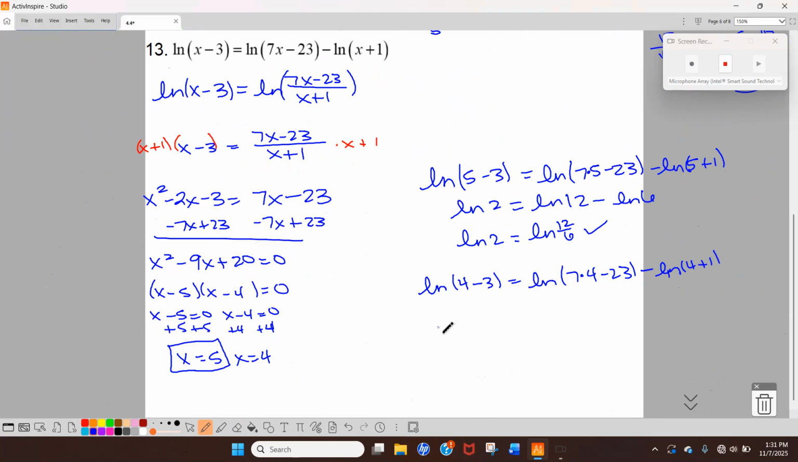So this becomes ln of 1. This is ln of 28 minus 23, so 5. This is ln of 5. So we get ln of 1 is equal to 0. And then I believe that's also a true statement because remember that anything to the 0 power is equal to 1. So e to the 0 equals 1 is true. So this is an example of one where there are 2 answers. So make sure that you check both and don't assume things so you don't get yourself in trouble.